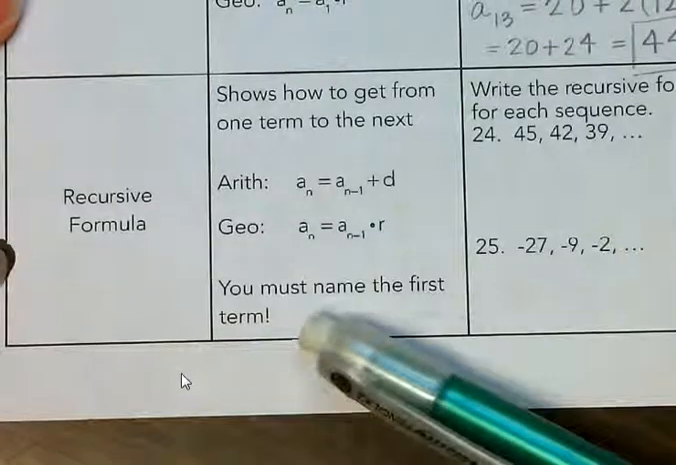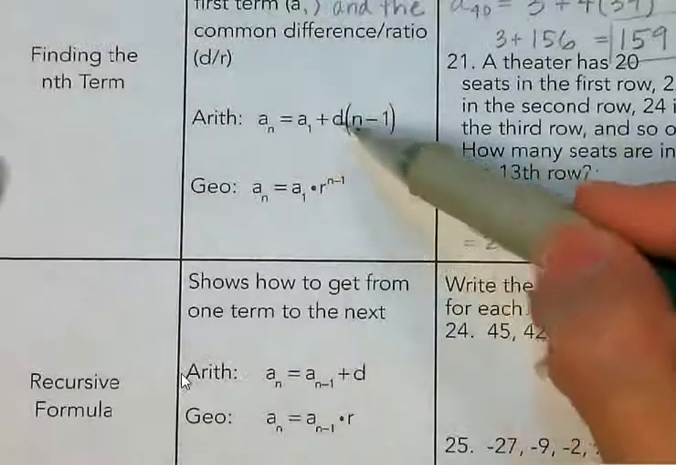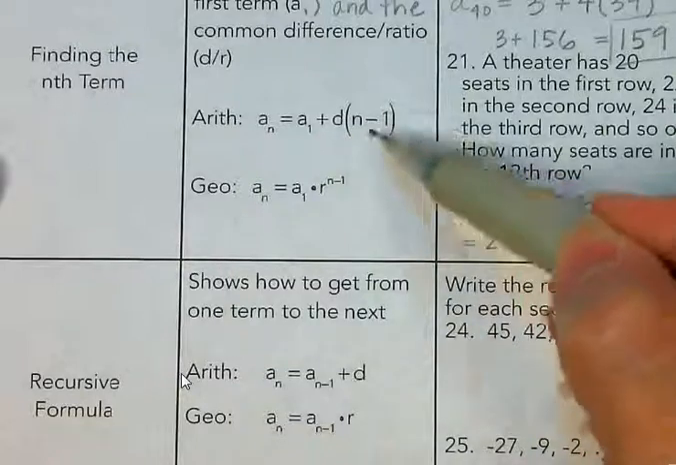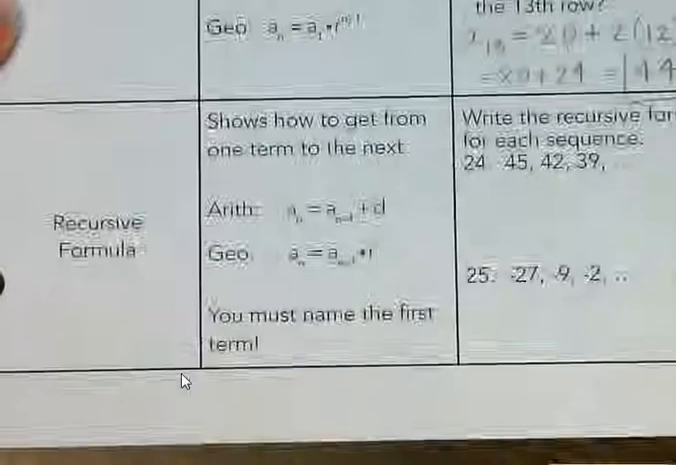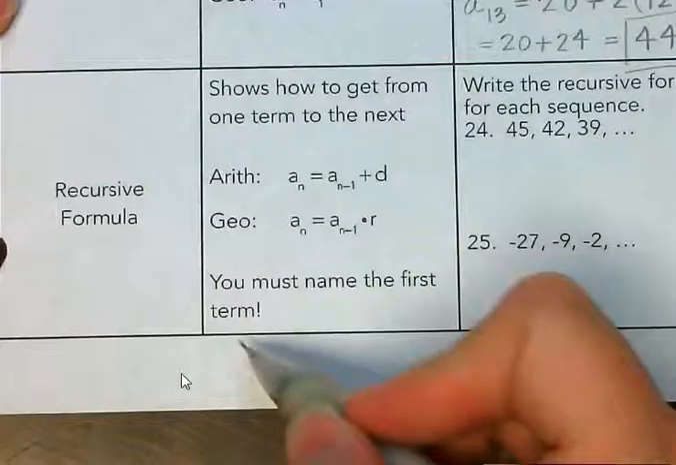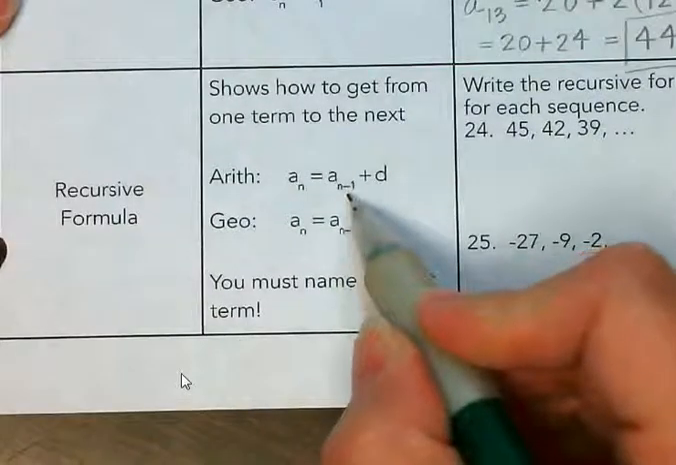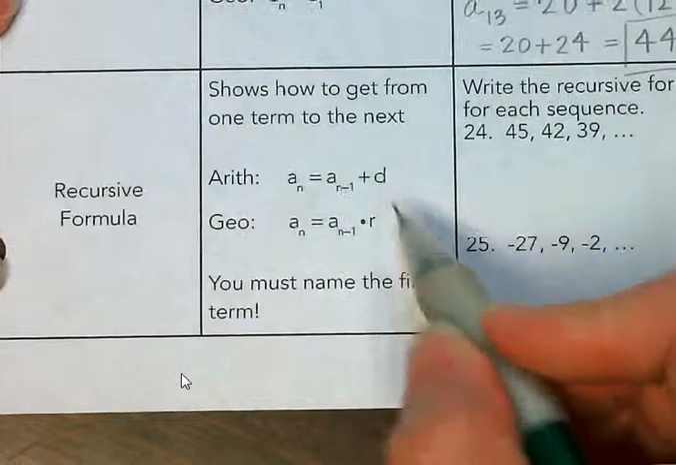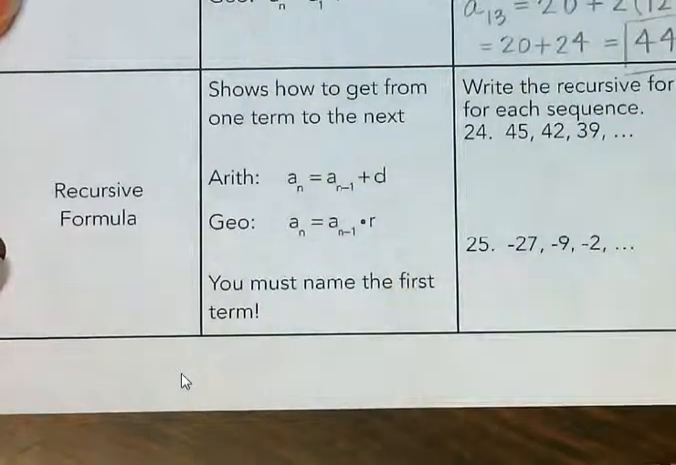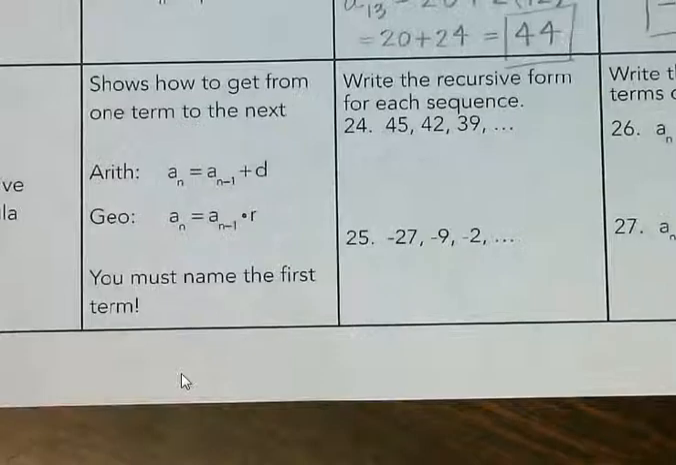And just like in our finding the nth term formula, in there we have the common difference, we have the n minus 1, and we have the first term. But when we get to the recursive formula, we don't have the first term. We still have the n minus 1, we still have the common difference, but what we don't have is the first term. So you need to make sure you name the first term when you're done. All right, all we're going to do is fill it in.